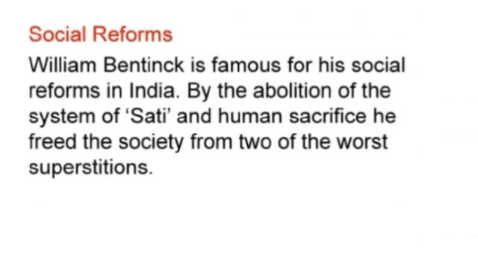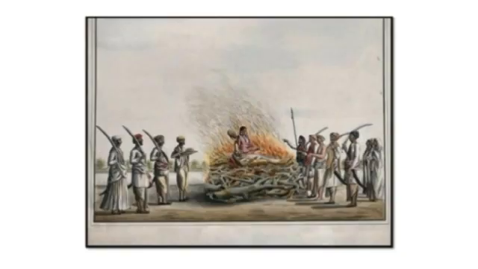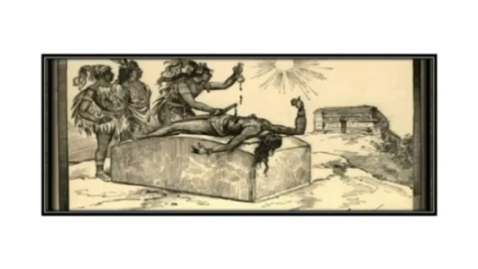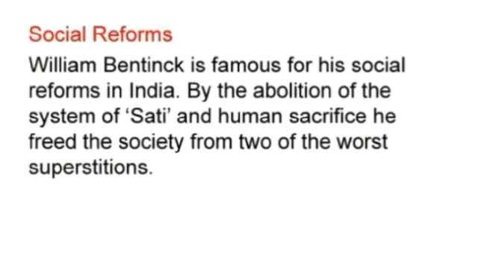Social reforms. Here we'll look into the social reforms which were made by William Bentinck. William Bentinck is famous for his social reforms in India. By the abolition of the system of sati and human sacrifice, he freed the society from two of the worst superstitions. William Bentinck was the first one to start abolishing sati as well as various other social evils that were practiced in India. He is known for his phenomenal work in helping some of the social reformers to stop these evil customs in India.